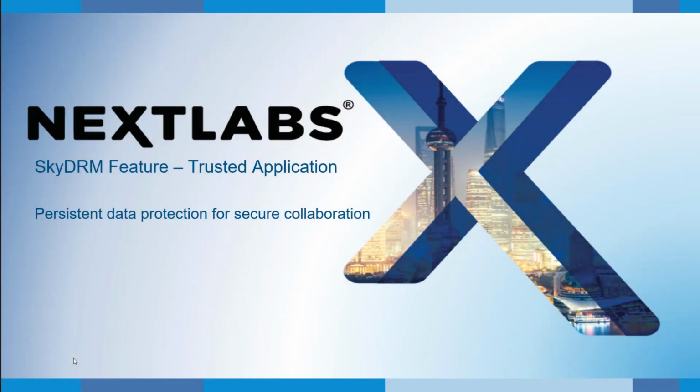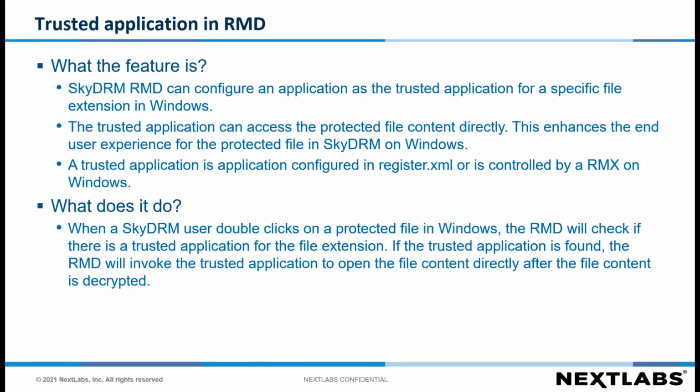Today I will show you the Trusted Application feature. SkyDRM RMD can configure an application as a trusted application for a specific file extension in Windows. The trusted application can access the protected file content directly. This enhances the end-user experience for the protected file in SkyDRM on Windows.